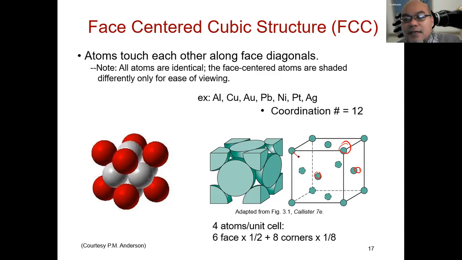So atoms touch at the face diagonal, not the cube diagonal. So it's like this. If this is R, this is also R, this is R, this is R. So A square root of 2 equals 4R. So later, when we calculate the atomic packing factor, the R here equals A square root of 2 divided by 4.